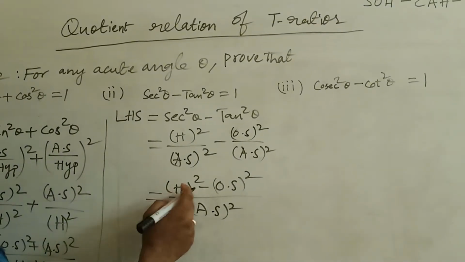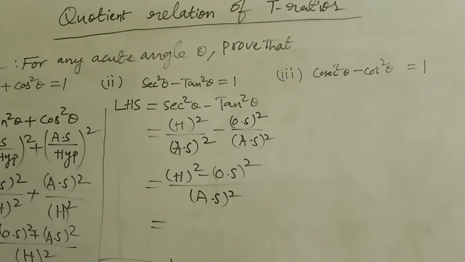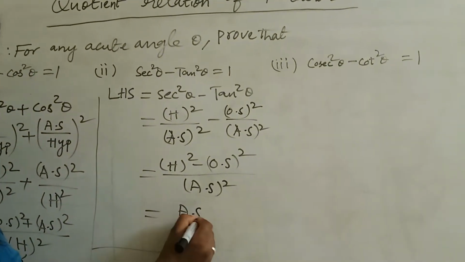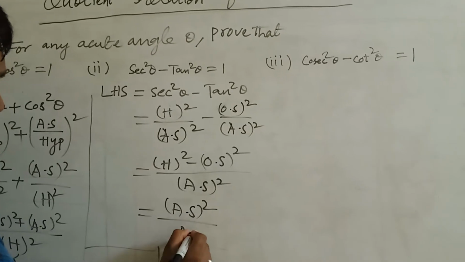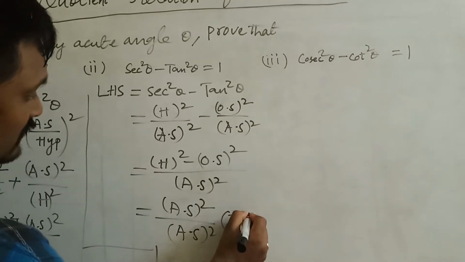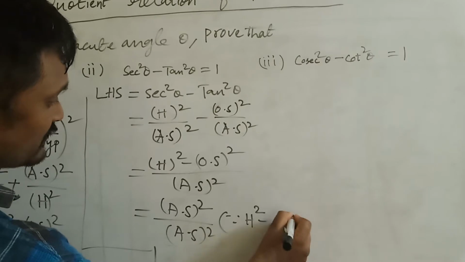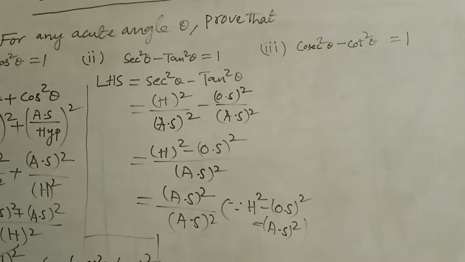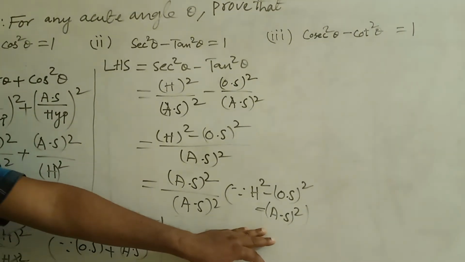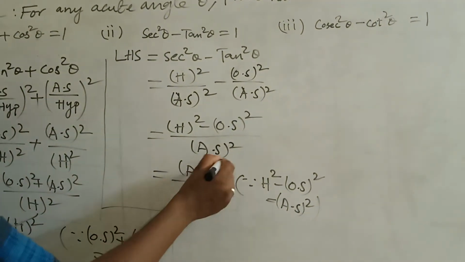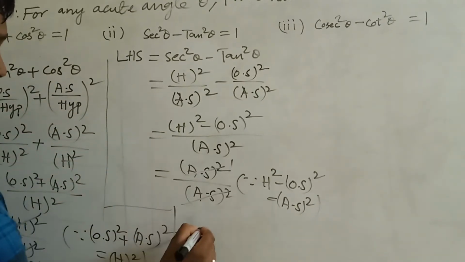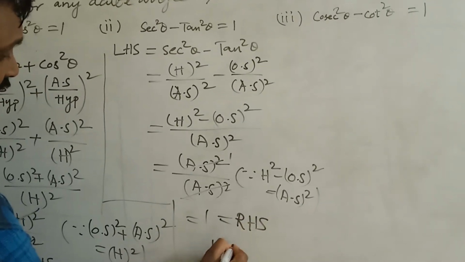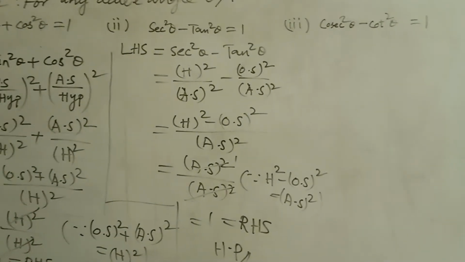Now what is hypo square minus opposite side square? It is nothing but adjacent side square. So adjacent side square upon adjacent side square, since hypo square minus opposite side square is equal to adjacent side square, which came from your Pythagoras rule. Now adjacent side square gets cancelled. So what are you going to get? 1, that is nothing but your RHS. Hence it is true. So that is about your second one.